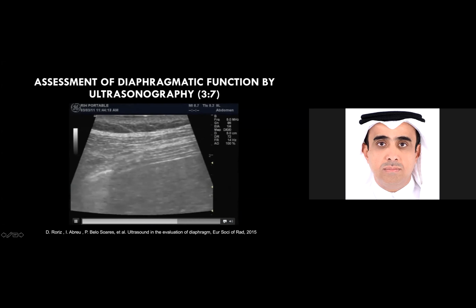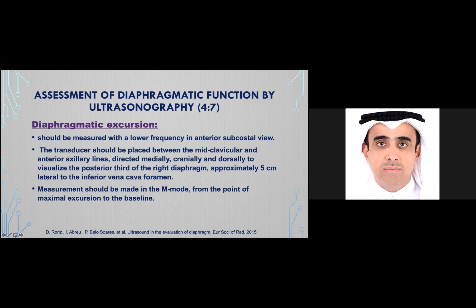Now the approach or technique for diaphragmatic excursion, which is very important. It should be measured with a low frequency probe, not a high frequency one. The transducer should be placed between the midclavicular line and the anterior axillary line, directed medially, cranially and dorsally to visualize the diaphragm. The diaphragm is approximately 5 centimeters from the IVC foramen, and you make a good measurement by M-mode from the point of maximal excursion of the baseline.